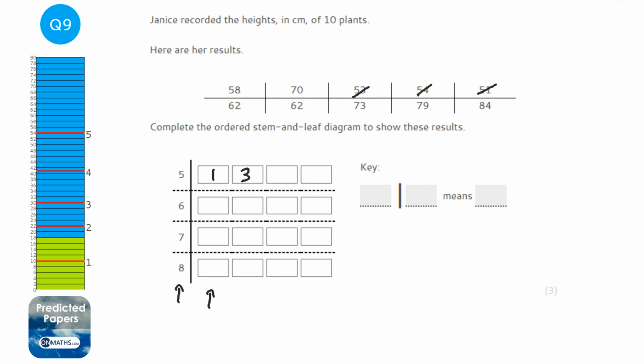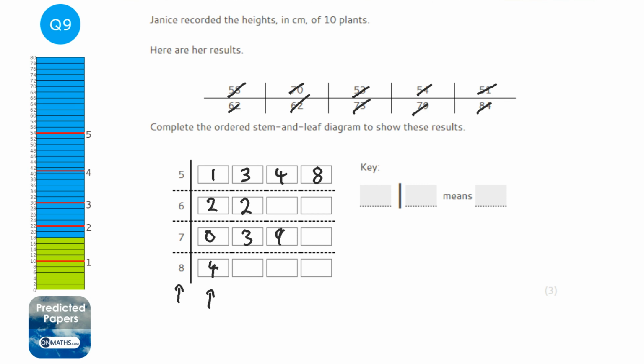54 is our next smallest. And then 58, and then I think 62, and then another 62, and then we've got a 70, a 73, and a 79, then an 84.